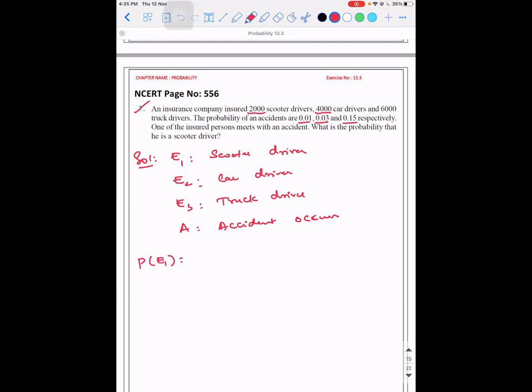Totally, how many people are there? 2,000 plus 4,000 plus 6,000, there are 12,000 people. Out of 12,000, there are 2,000 scooter drivers, so the probability is 1 by 6. What is the probability of E2? 1 by 3. Probability of E3? 1 by 2.